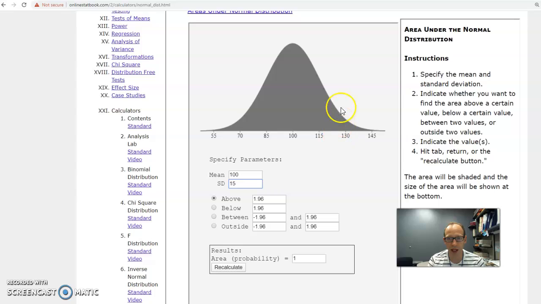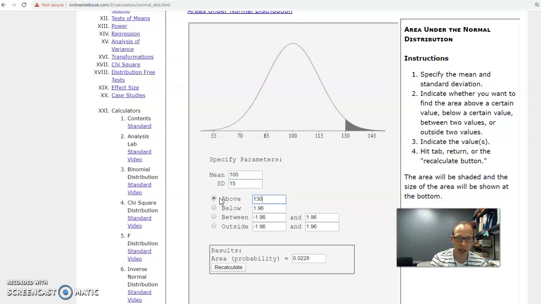And then we can move out here. Most of the data is within two standard deviations of the mean. So we can specifically look, for example, at how rare it is to be classified as gifted. That's often seen as above 130 or 135, depending on how it's used. So let's say we want to do above 130.